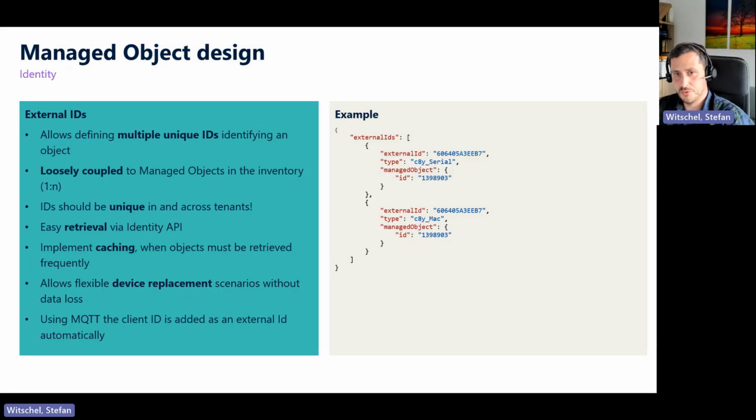Another side effect, if you don't use the identity API, and I saw this a lot in the past, is you create a managed object, you forget to create an external ID, and then another request is coming in, and you just create a new managed object because there's no external ID with this unique ID. Then you have multiple objects in your platform for the same device. And this one you want to avoid by using an external ID.